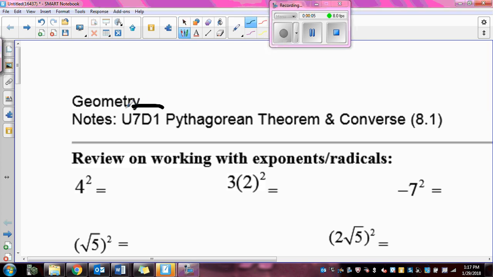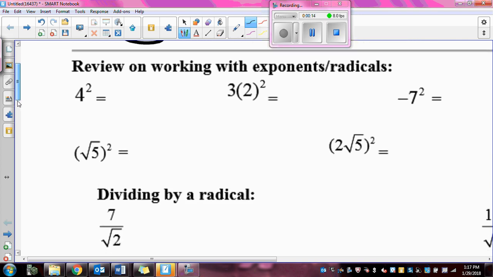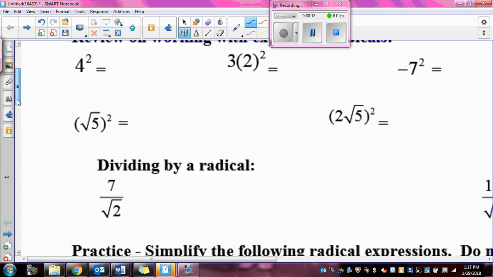It's called Unit 7. This is day 1, and we're going to look at right triangles. The first part should be a review. We should do most of this during the warm-up. Try plugging it into the calculator to check to make sure you did it correctly.